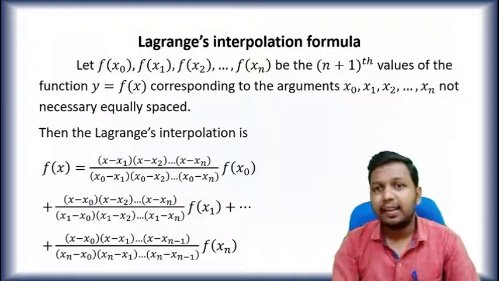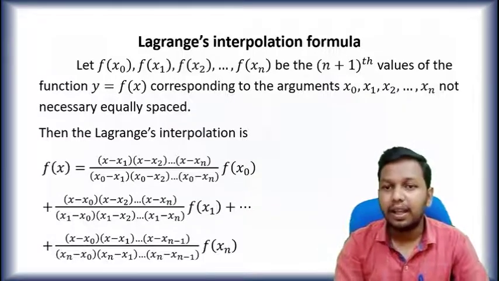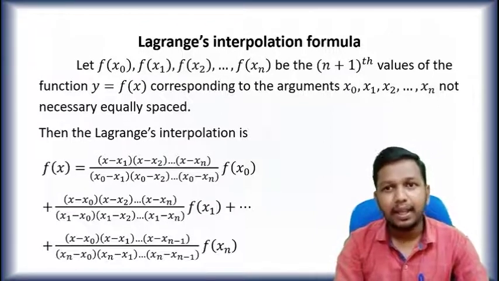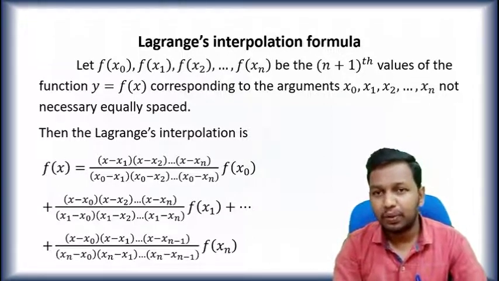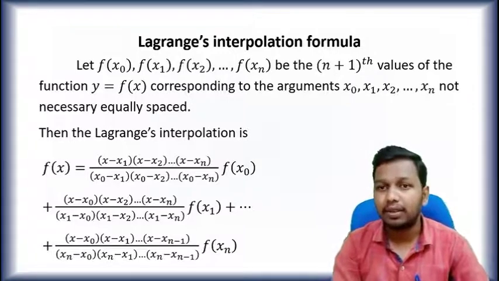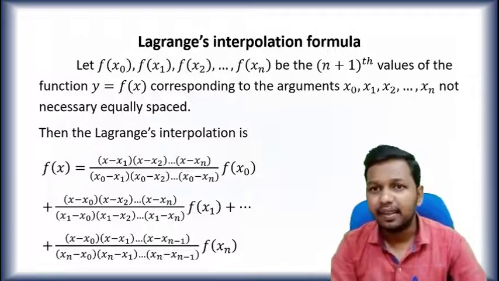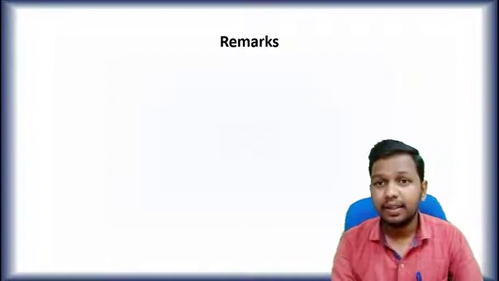Plus x minus x0, x minus x1 and so on x minus xn minus 1, all divided by xn minus x0, xn minus x1 and so on xn minus xn minus 1, into the functional value at xn, that is f of xn. This is the interpolation formula given by the great mathematician Lagrange.